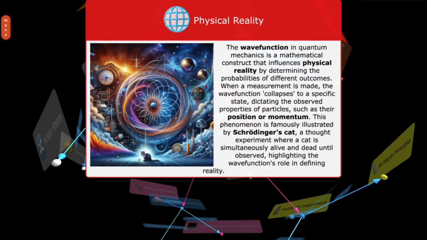The wave function in quantum mechanics is a mathematical construct that influences physical reality by determining the probabilities of different outcomes. When a measurement is made, the wave function collapses to a specific state, dictating the observed properties of particles, such as their position or momentum. This phenomenon is famously illustrated by Schrödinger's cat, a thought experiment where a cat is simultaneously alive and dead until observed, highlighting the wave function's role in defining reality.